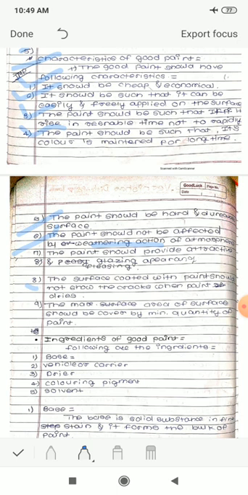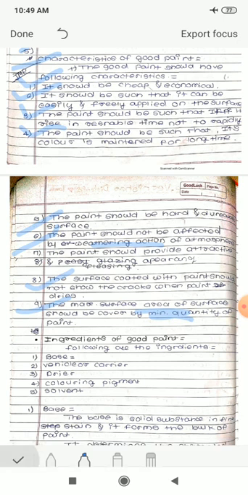Next one, the surface coated with the paint should not show the cracks during the drying of the paint. And the last one is, the maximum amount of area should be covered by the minimum amount, or minimum quantity, of the paint.